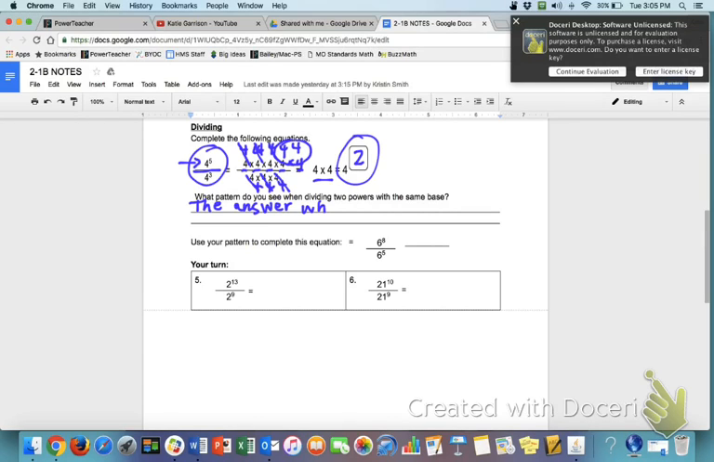So you might put something about the pattern being that the answer, when using the same base, and again, please keep that in mind, this only works when the base is the same. Our base was 4 in this example. So the answer when the bases are the same has a subtracted exponent.